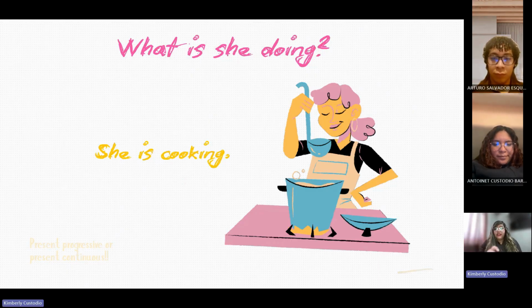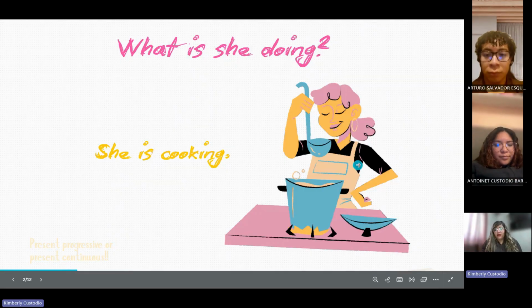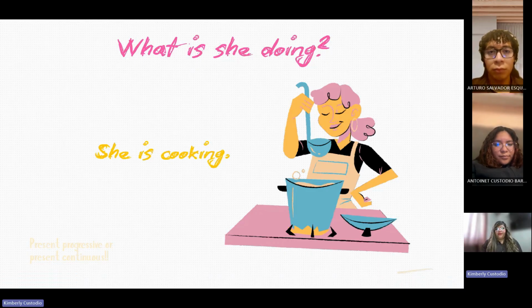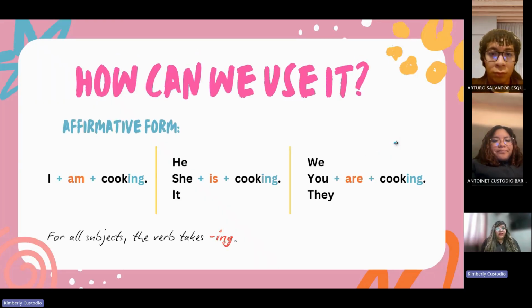She is cooking. "She is cooking" is an affirmative present progressive sentence, and it's expressing the action she's doing in this moment. Very good. Well, we're going to learn about the grammatical structure. In this case, we have the affirmative form, the way you can create your sentences.